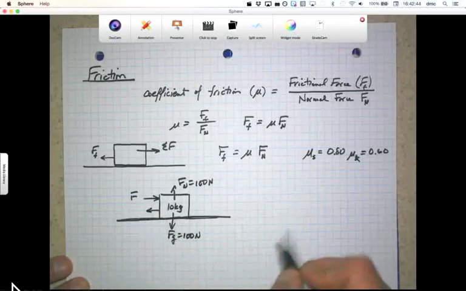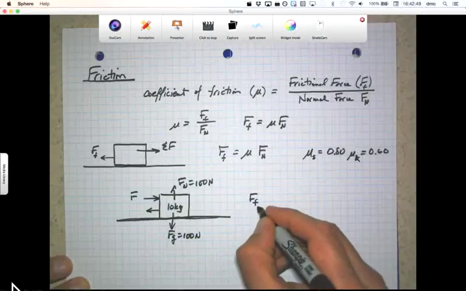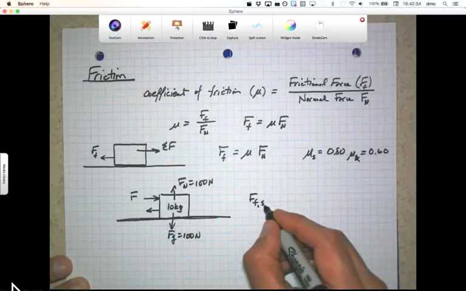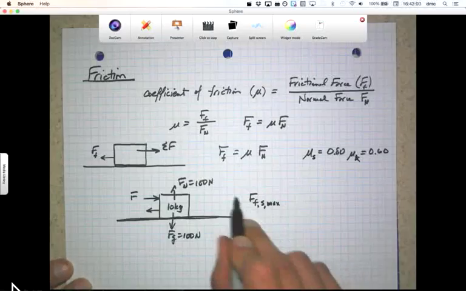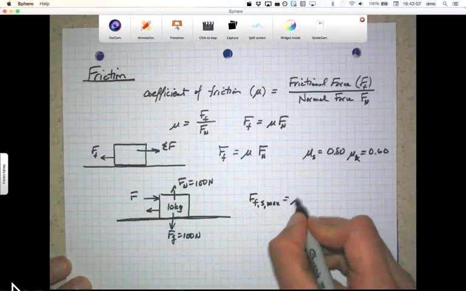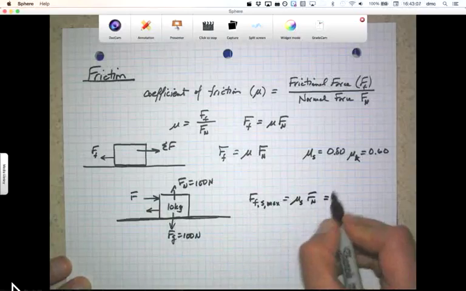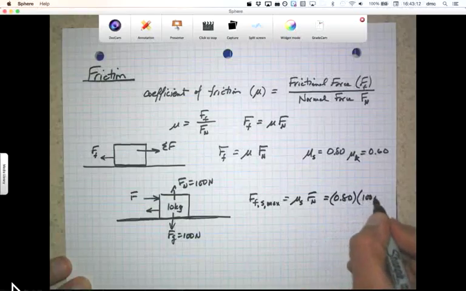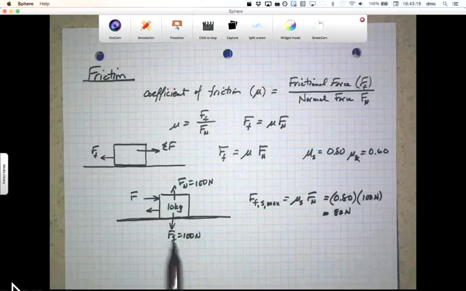Well, the friction force, and this gets really complicated with the subscripts, but the friction force static maximum. So what's the maximum possible static friction force? That's the way to interpret this. It will equal the coefficient of static friction times the normal force. So in our case, it's going to be 0.80 times 100 newtons, or 80 newtons. So what that means is the static friction can go as high as 80 newtons.